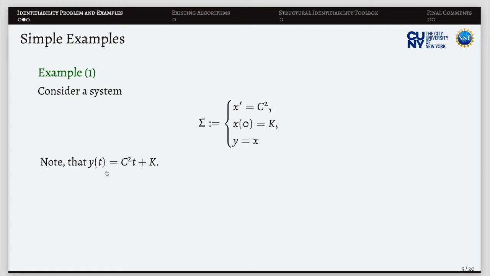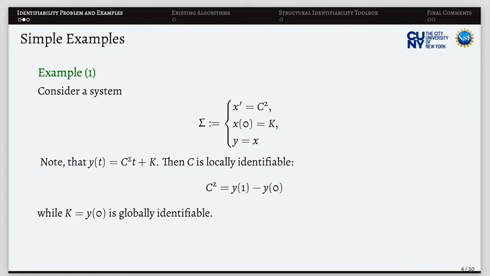It is clear that the solution to the system is a linear function of time, and since the output function is just x itself, we can determine what y of t equals. Now we assume that measurements are done continuously and there are no measurement errors involved. Given that information, we can see that parameter c is locally identifiable because we only know c squared. At the same time, parameter k is globally identifiable because it is just a measurement at time 0.